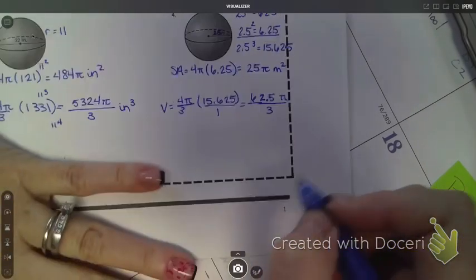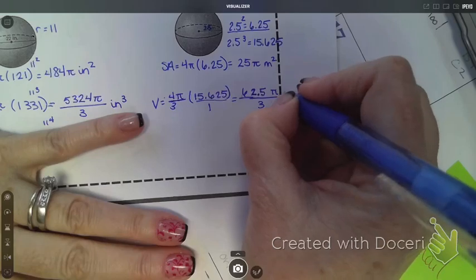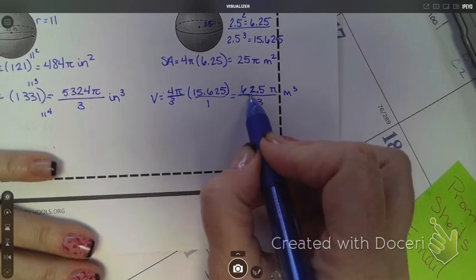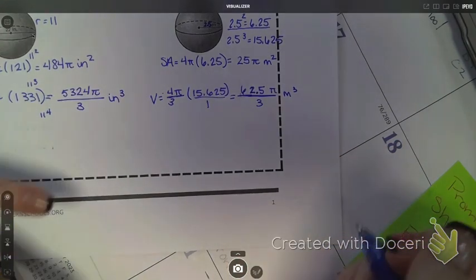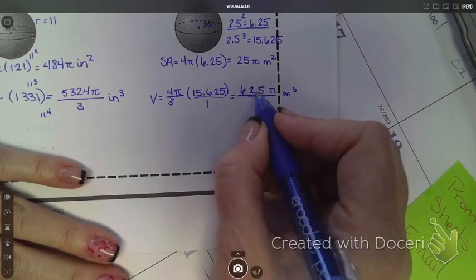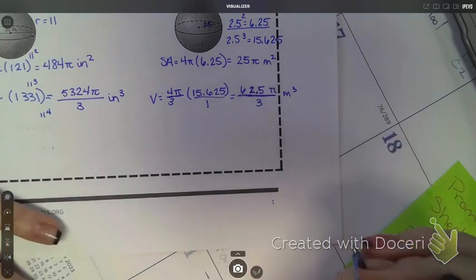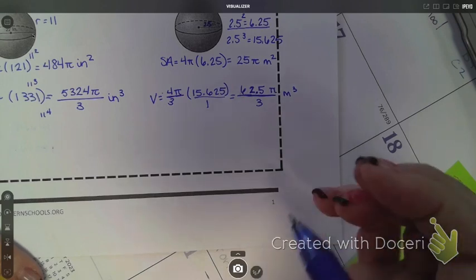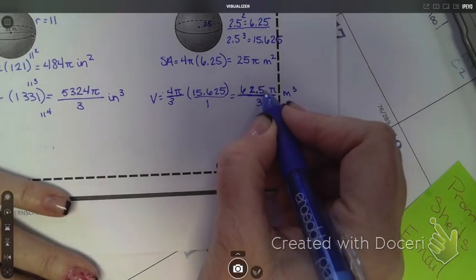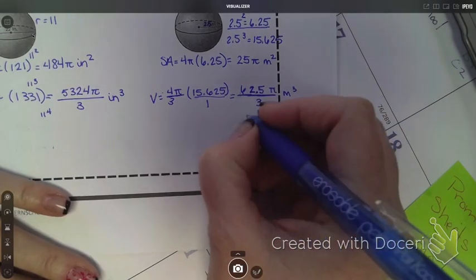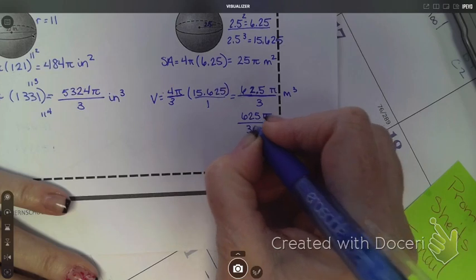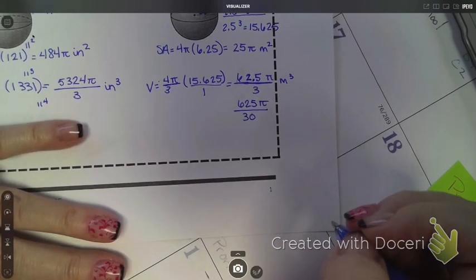Now, we should have meters cubed. 62.5. Now, a fraction is the same thing as a decimal, yes? Should we have a decimal in a fraction? No. So to get rid of this, I have to multiply by what number to get 10? I need to multiply the top by 10, so I need to multiply the bottom. So that gives me 625 pi over 30. Can I reduce 625 and 30? Yes, by 5, right?